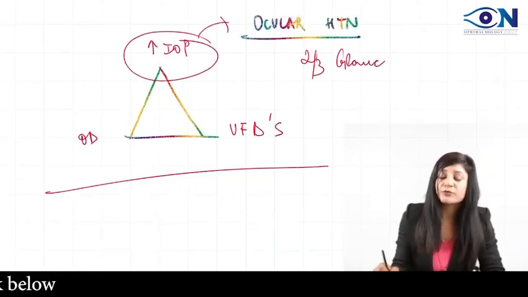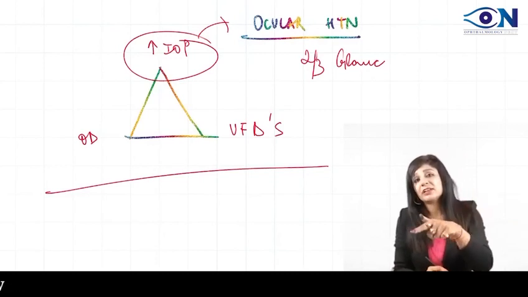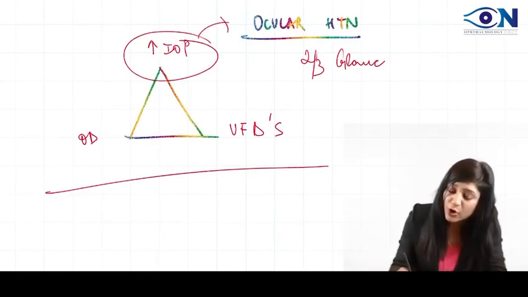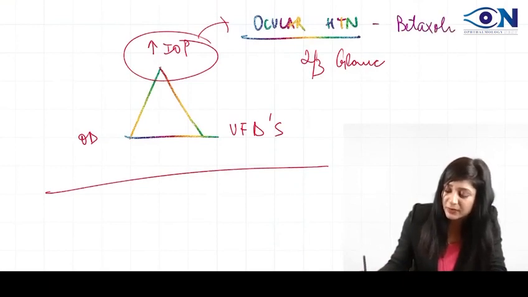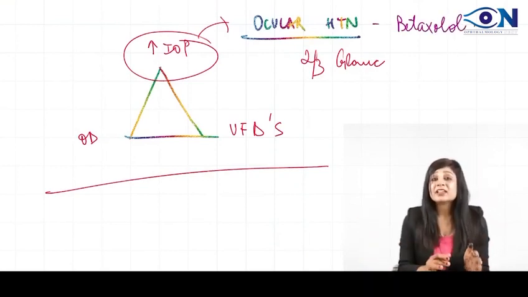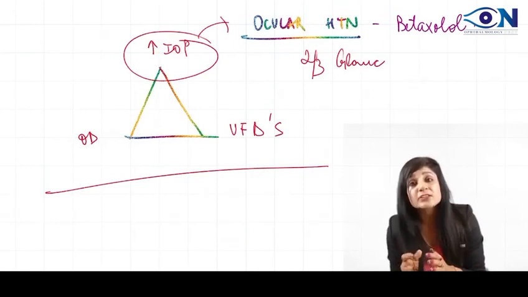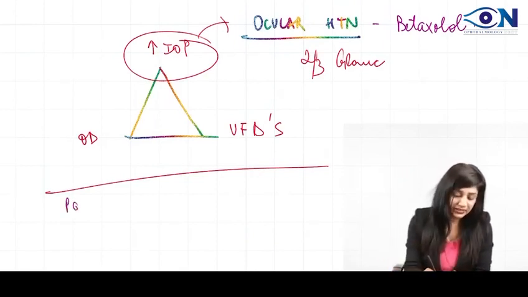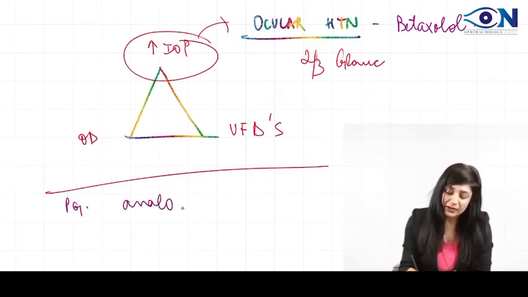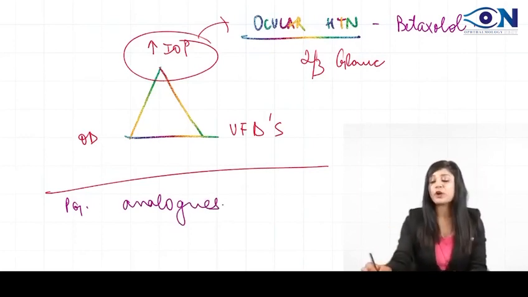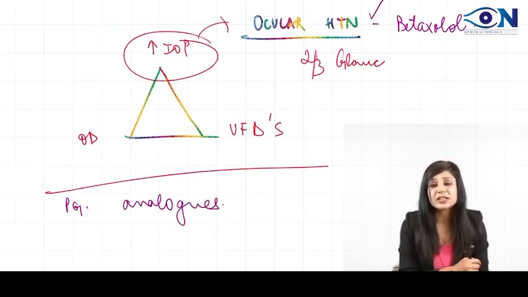If I have only raised intraocular pressure, this is called ocular hypertension. And what is the drug of choice? Somebody was saying, tell me the drug of choice of everything. The drug of choice here will be betaxolol. Otherwise, for primary open angle glaucoma, it is the prostaglandin analogs, but the drug of choice for only ocular hypertension is betaxolol.